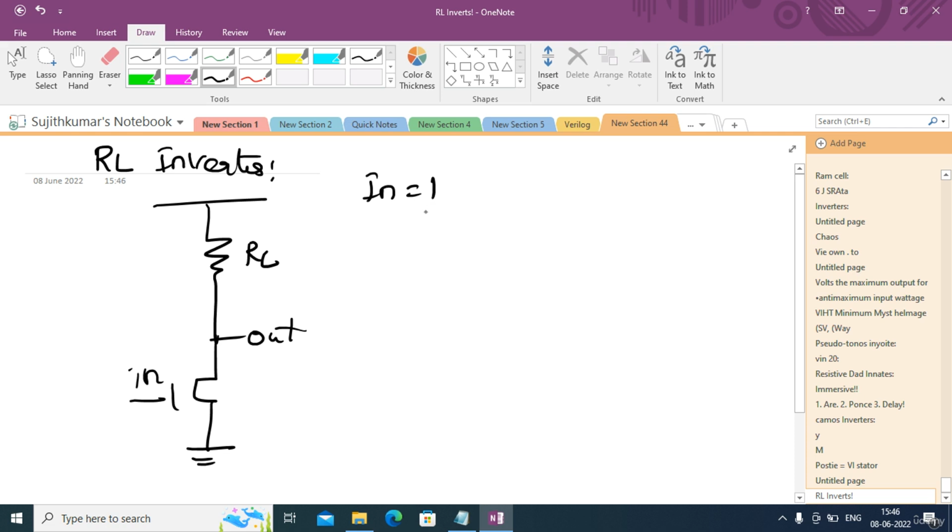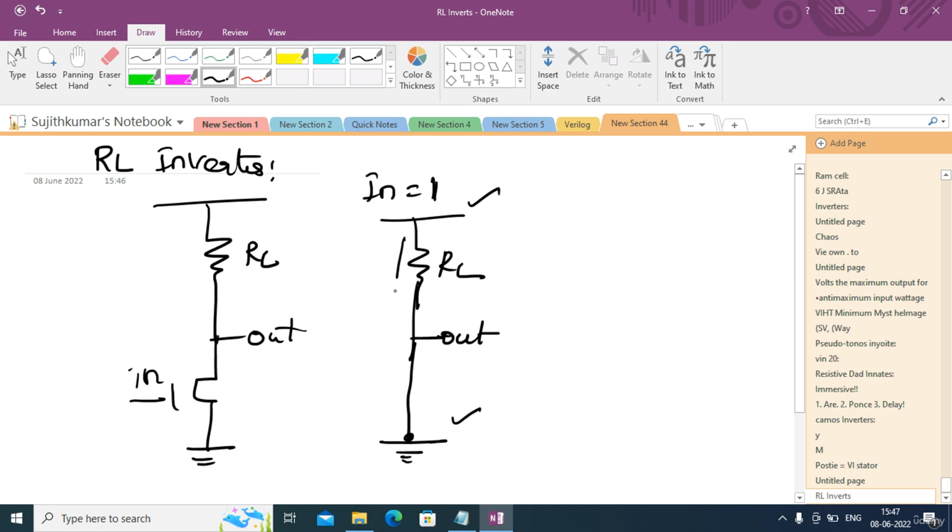When the input is 1, or let us take the input as 1, this is RL. When you make the input as 1, there is a path between the VDD and the ground. There is a current flow between VDD and the ground, because you are making the input as 1, which will short this NMOS transistor. The NMOS transistor can be replaced by an equivalent short circuit, because the transistor is on.